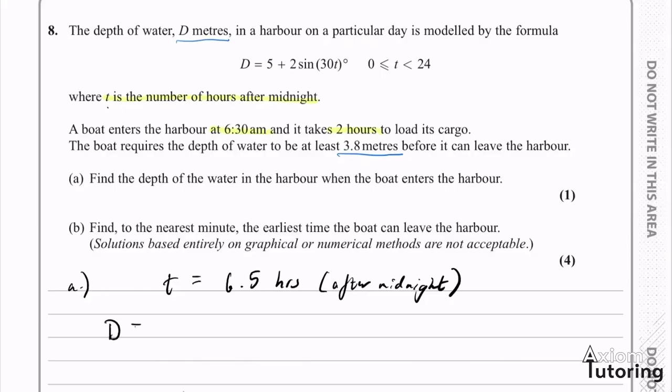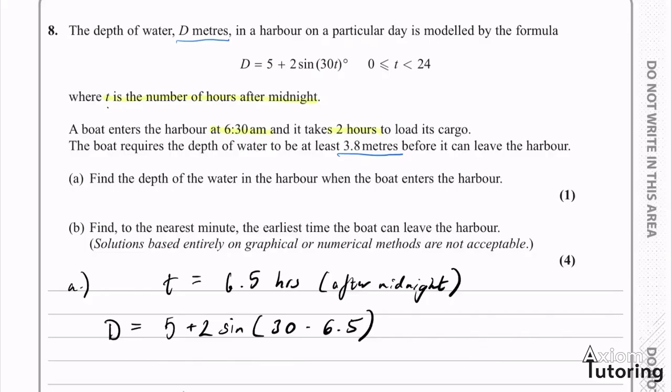And so all we need to do is substitute t equals 6.5 into our expression for the depth d up here. So that's 5 plus 2 sine of 30 times 6.5. And just be careful, this is in degrees. So you want to make sure your calculator is in degree mode and not radians. Then you can use your calculator to do that.